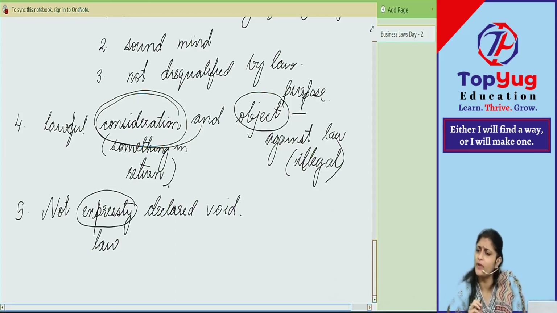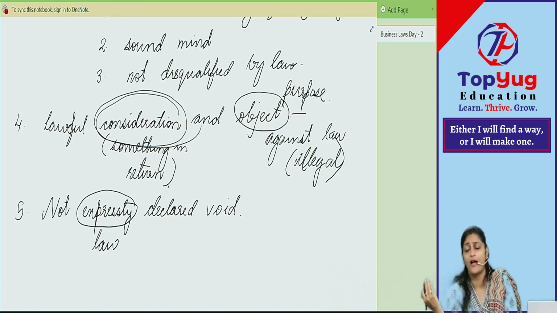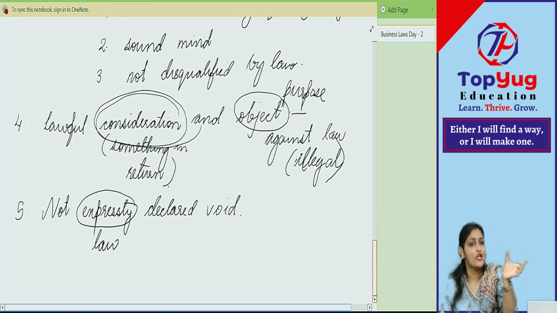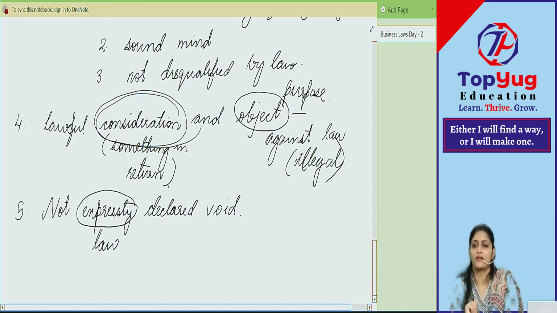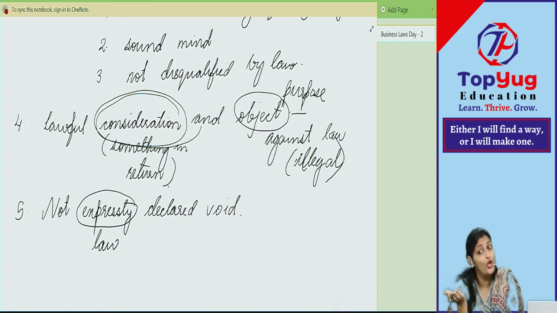There are so many laws, so many acts. Not just contracts, sale of goods, partnership. You have SEBI, the securities act, cyber laws, traffic laws, so many acts. In any act, if it is given that these kinds of agreements should not be entered into, that is what expressly means. It is clearly given in an act or in some law that you should not enter into these agreements. It is considered to be not an agreement.